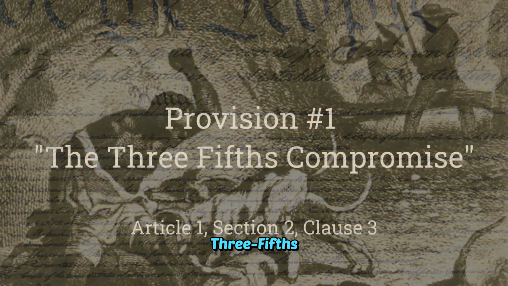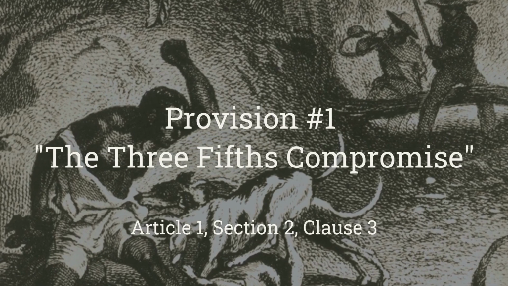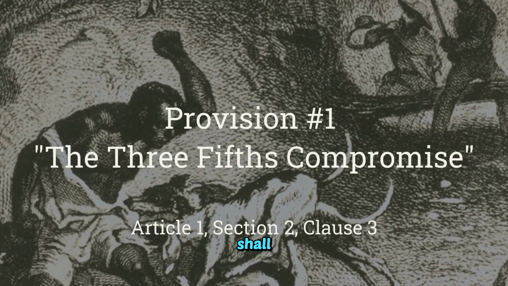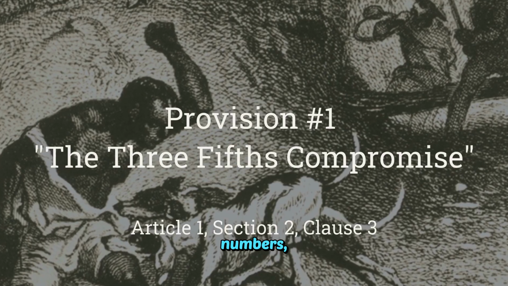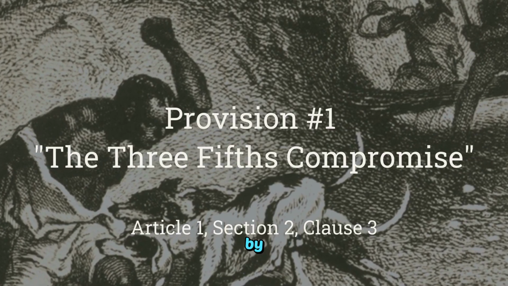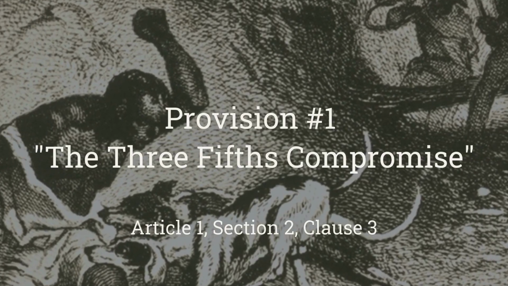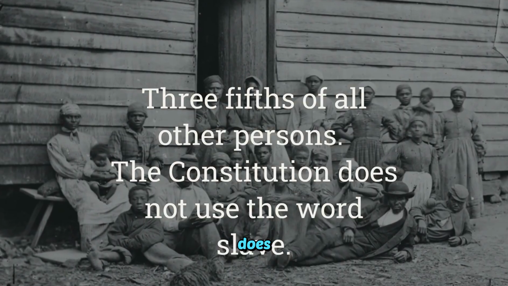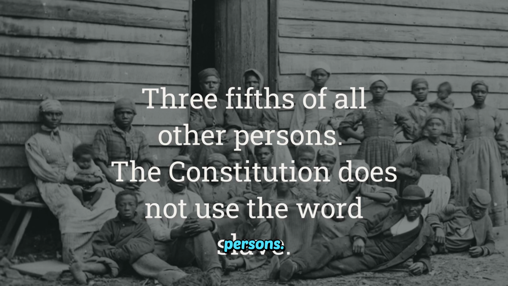The first is the 3/5 Compromise, Article 1, Section 2, Clause 3. It reads, "Representatives and direct taxes shall be apportioned among the several states according to their respective numbers, which shall be determined by adding to the whole number of free persons 3/5 of all other persons." 3/5 of all other persons. The Constitution does not use the word slave. It uses the phrase other persons.